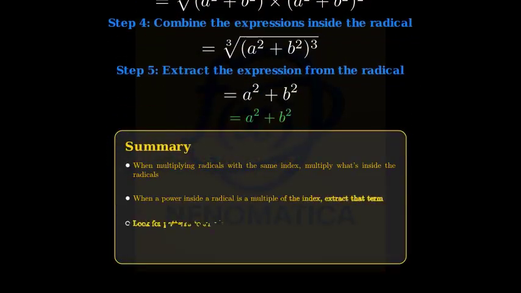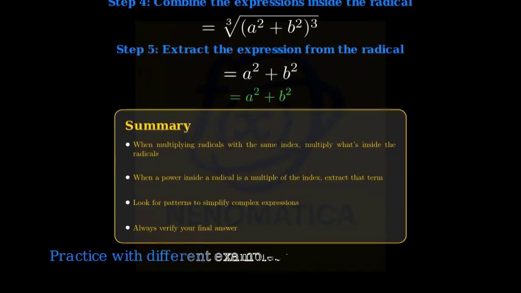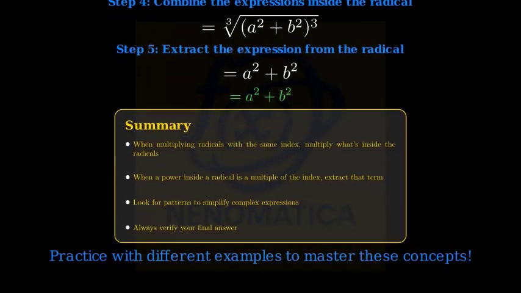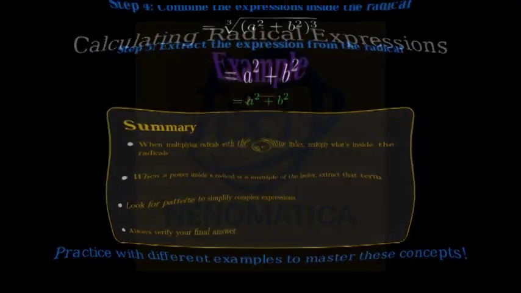Let's summarize what we've learned about multiplying radical expressions. Remember the key properties. 1. When multiplying radicals with the same index, multiply what's inside the radicals. 2. When a power inside a radical is a multiple of the index, you can extract it. 3. Always look for patterns that can simplify your work. Practice these techniques with different examples to strengthen your understanding.